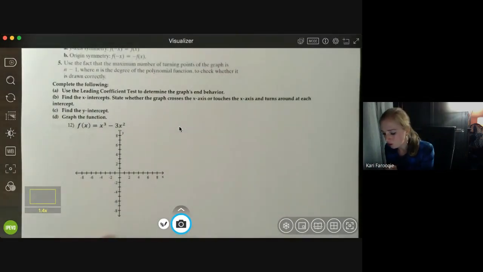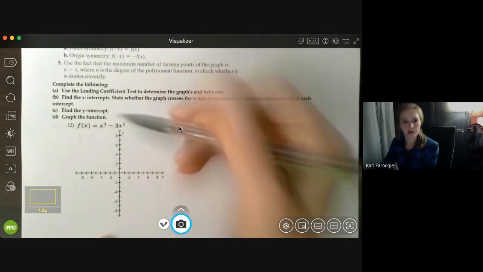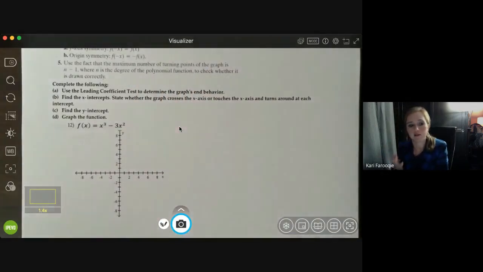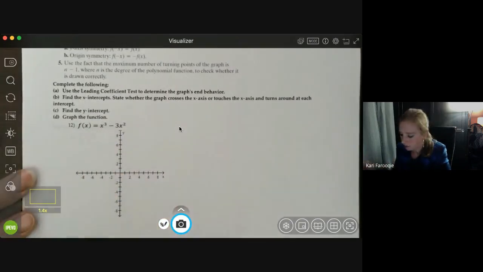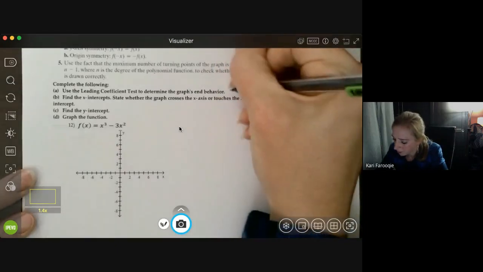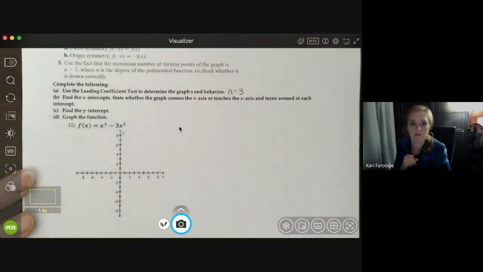Use the lead coefficient test to determine the graph's end behavior. Notice that your function is already written in descending order. Fabulous. That means that you have n equals 3. If this bothers you, because you're like, wait, didn't we already do this in a different order where we found the intercepts first? That's fine. You can do this in any order you'd like, but since it's written out in this order for the example, I'm going to stick with this order. You have n equals 3.